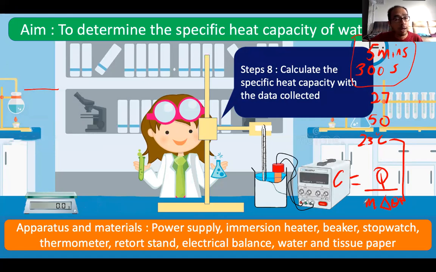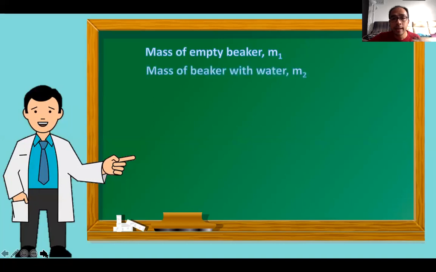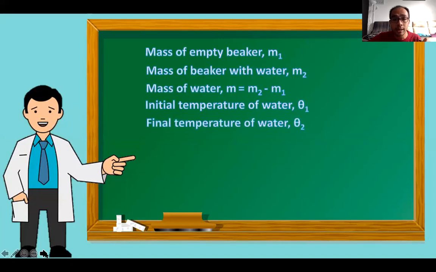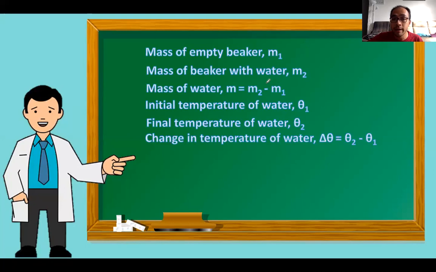Because we can calculate the m very easily: without water, with water, then you minus. Then the delta theta is the temperature before heating and 5 minutes after heating, just minus. That makes sense. But now the problem is how do we calculate the Q? Because we need the Q to calculate the C. So let's lay out all the information first. This one we already know: how to calculate the mass of the water. This is the first step. The second one is how to calculate the delta theta. This is the second step.